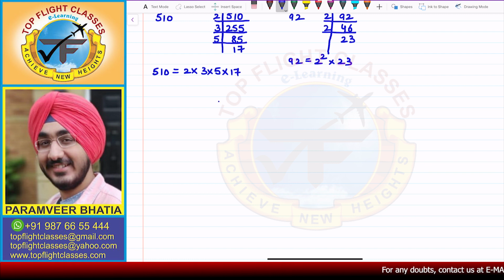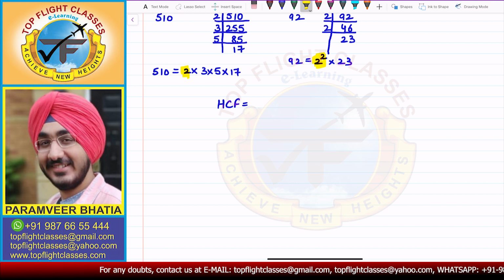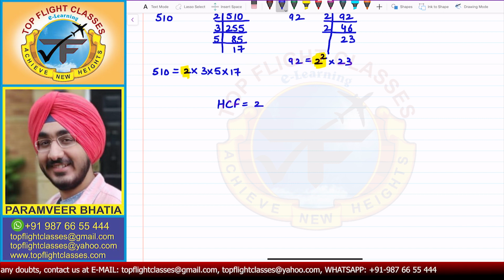Now HCF is the product of the smallest power of the common factors of the two numbers. First, what is the common factor? The common factor here is 2. And what is the smallest power of 2? 1. That means 2 will be the HCF.